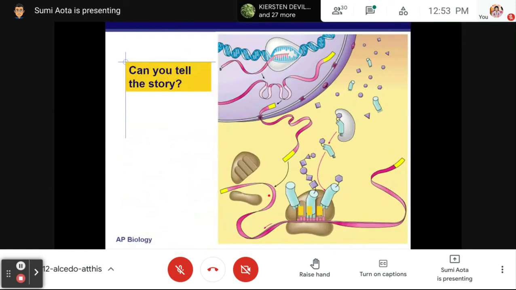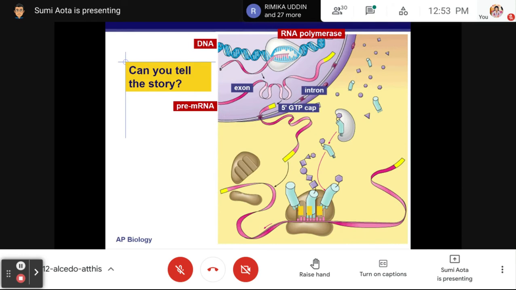Okay, so the idea is, can you describe the entire process, starting with DNA and RNA polymerase and ending up with the final polypeptide? So in terms of the components that you should be able to talk about, there's the DNA, the RNA polymerase, the primary transcript, exons, introns, the 5' cap, and the 3' poly A tail, the mature RNA transcript.